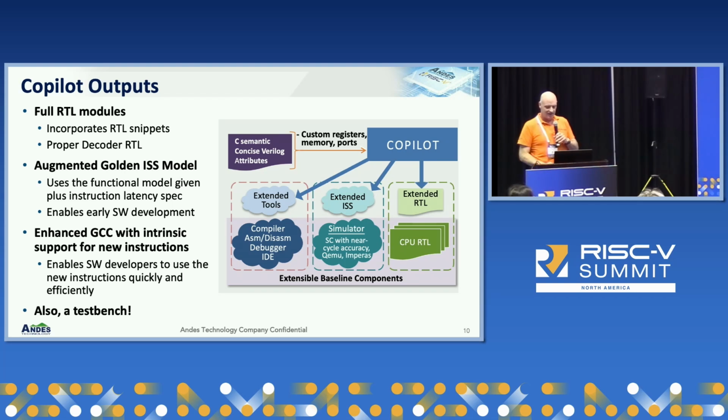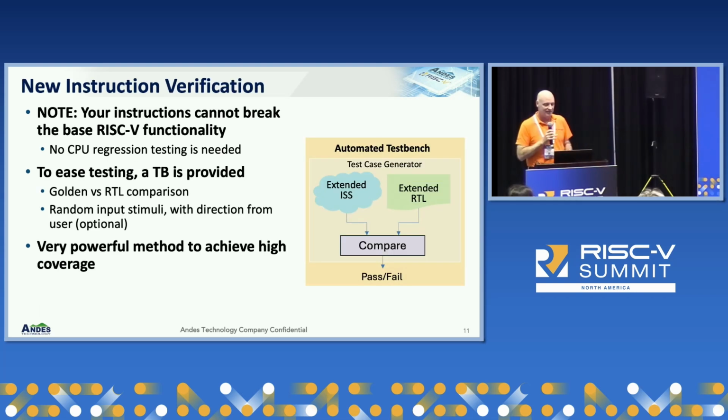We also will enhance or augment GCC so that you can call those new instructions using intrinsics. And since I'm a hardware guy, you also get a test bench. This is all automatically generated for you. It's relatively simple, a kind of brute force approach, but for individual instructions, this is a pretty good way to get good verification. It's just going to instantiate your golden model and your Verilog snippet, compare those cycle by cycle, and generate random stimulus input for those.